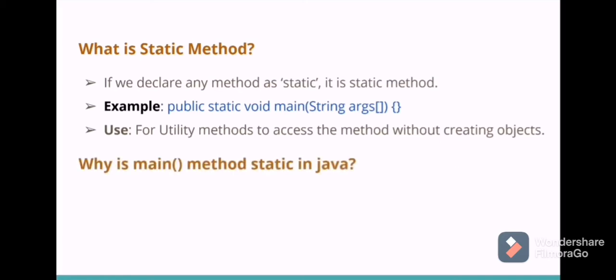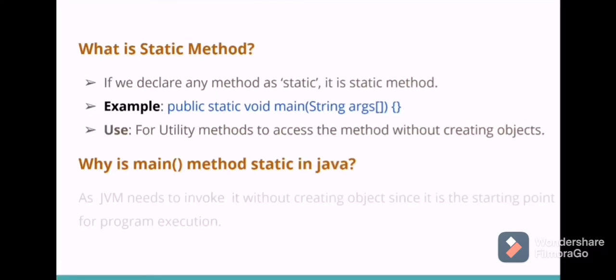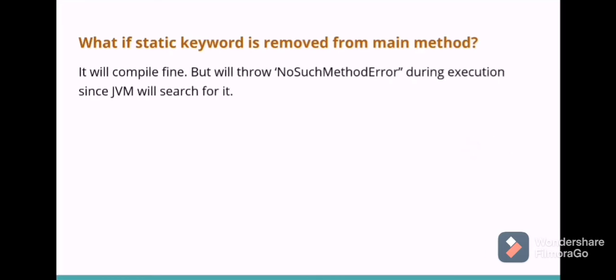Why is main method static in Java? Since main method is the starting point for any program execution in Java, it should be accessible without creating object. So JVM needs to invoke it without creating object, since it is a starting point for program execution. What if static keyword is removed from main method? If you remove that, it will compile fine, but during execution it will throw no such method error, since JVM will search for this main method.